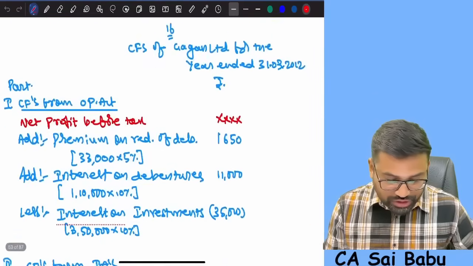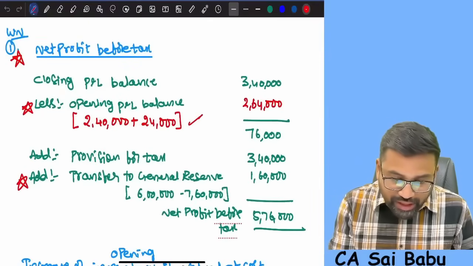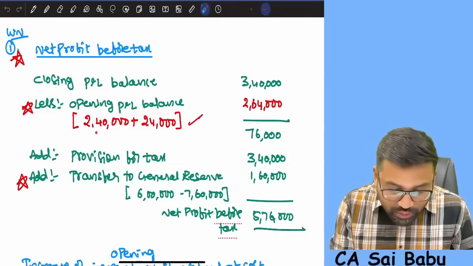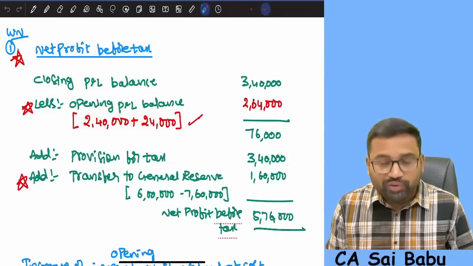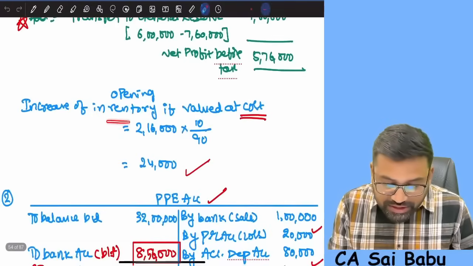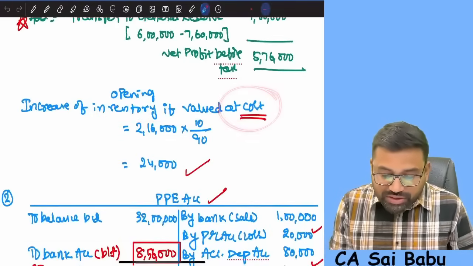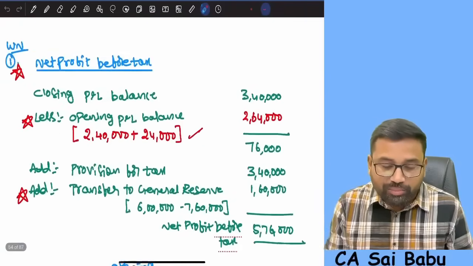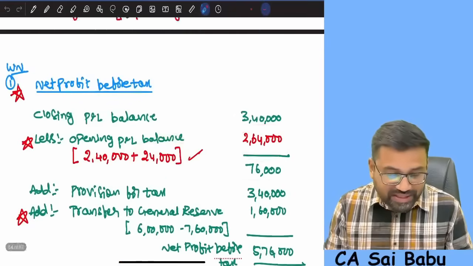Yeah, in this question, sir, you see. When you are ascertaining the net profit before tax, to this opening balance, the original P&L balance of 2,40,000, we add 24,000. Why do we add 24,000? See, this is the increase in the opening inventory. If I make the valuation at cost, 24,000, so if my opening stock increases, my opening P&L account balance will also increase by 24,000. Therefore it will be 2,64,000. This is the first adjustment.